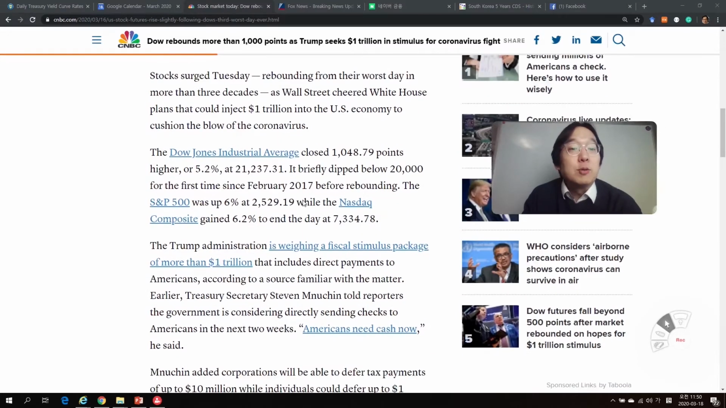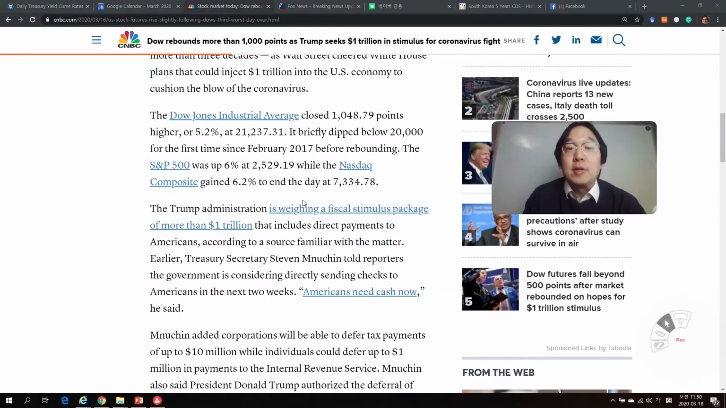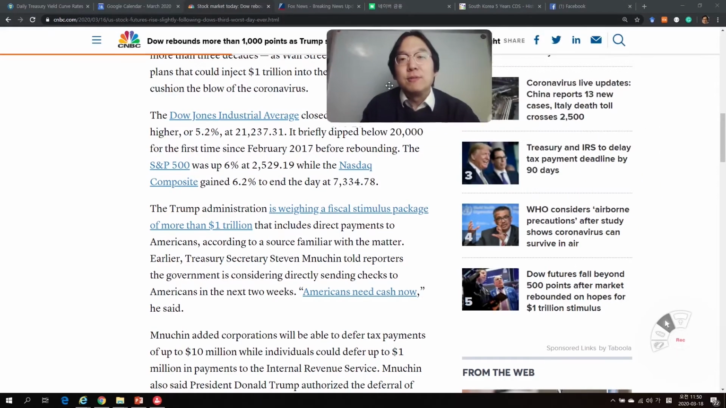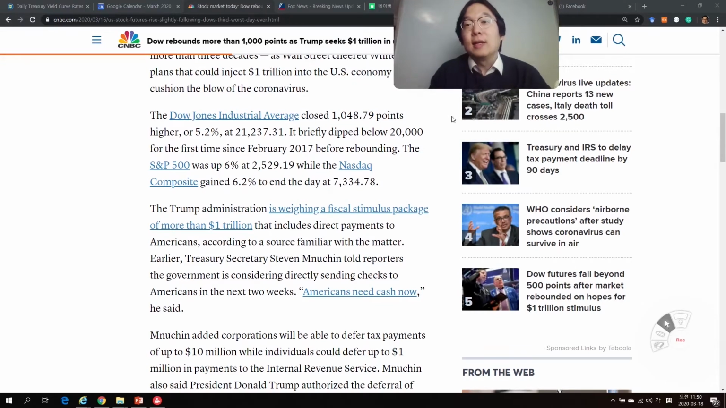And $1 trillion, they're going to spend to stimulate the economy. Giving money to everybody, $1,000 for 2 months, and then go ahead and spend it. And another rescue plan is purchasing CPs from the companies. CP, commercial paper, is a short-term borrowing, an IOU, right?